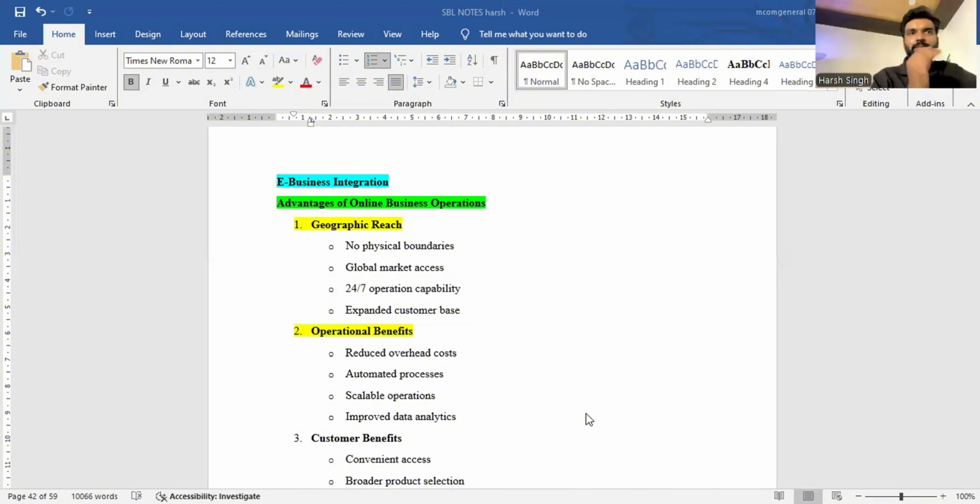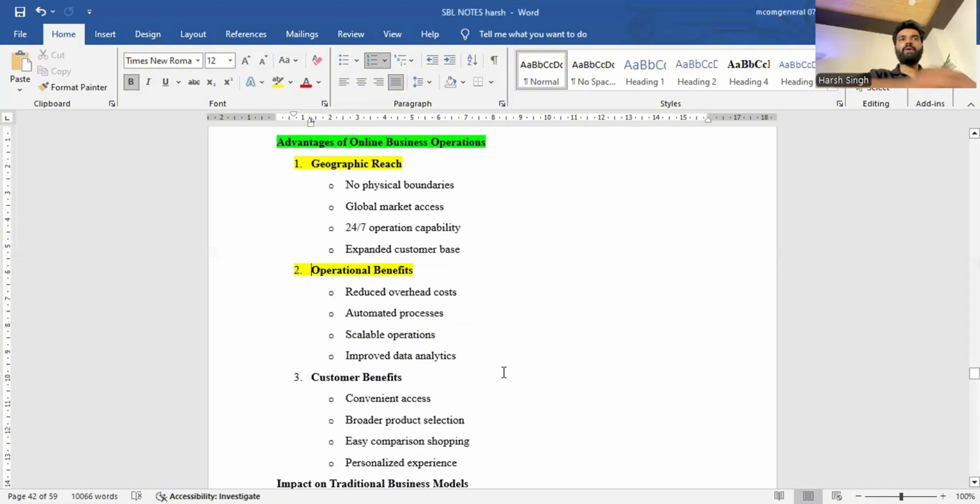Now, I hope this part is clear. First, if I talk about the advantages, what is e-business integration? Basically, doing business over the internet. Doing business over the internet is called e-business. Simple. What is e-business? Doing business over the internet. That's it. Now, first of all, geographical reach.